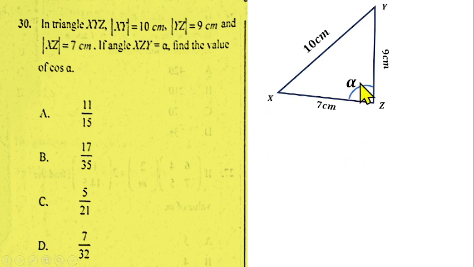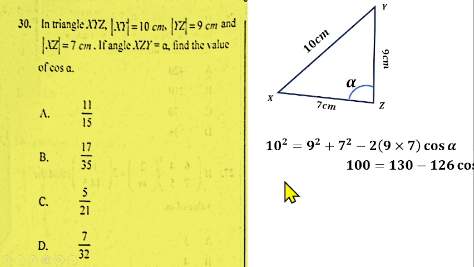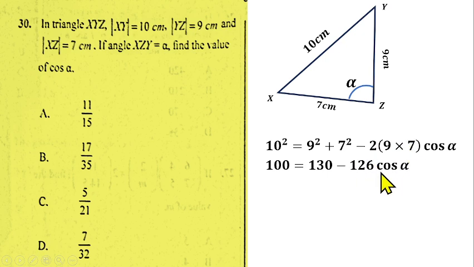And what does the cosine rule say? The square of the side facing this angle, which is 10 squared, equals 9 squared plus 7 squared minus 2 multiplied by 9 times 7 cos the angle, which is alpha. That will give us 100 equals, if you simplify it, 130 minus 2 times 9 times 7, which is 126 cos alpha.